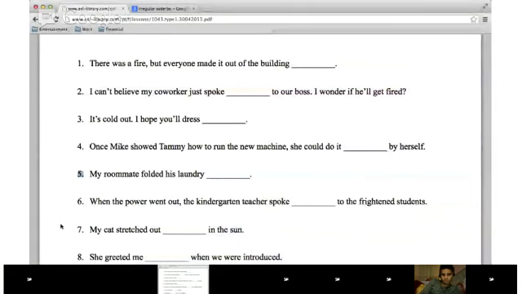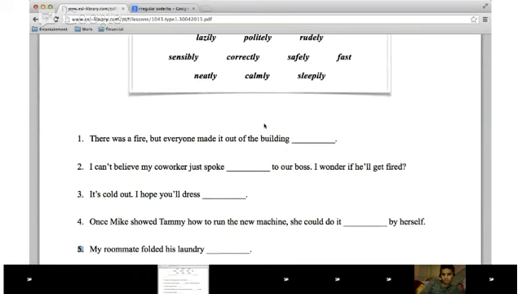Yes, Chad. My roommate folded his laundry politely. No, politely. Neatly. Yeah, neatly would be right. Okay, so let's take a look here.